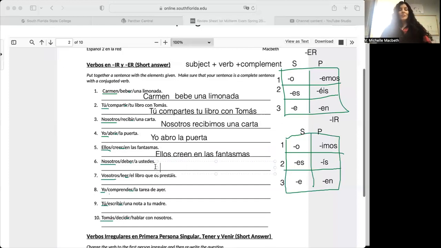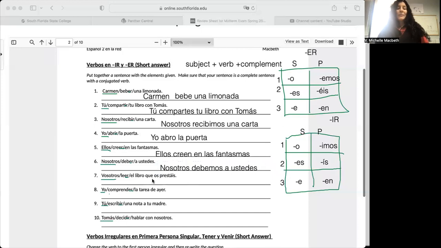What is the subject? Nosotros. What is the root of the verb? Deb. What is the nosotros form of deber? Well, it's going to be emos, right? So debemos, ¿no? A ustedes. ¿Sí?